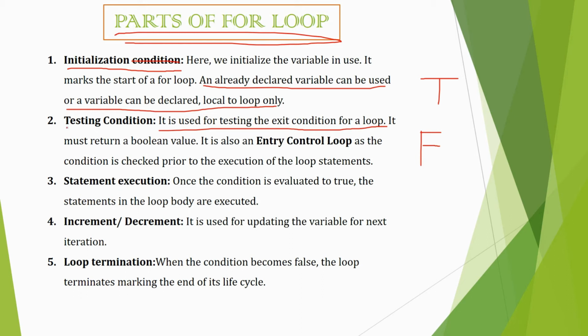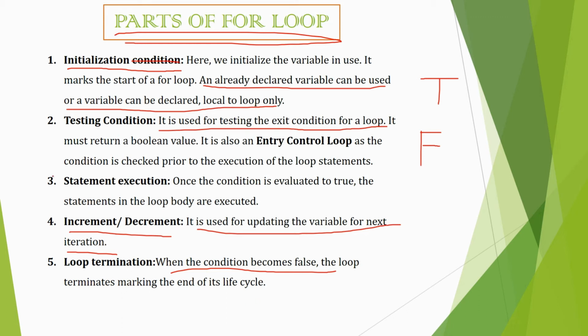Now, statement execution. This is very simple: if the test condition is true, the statements will be executed, and if the test condition is false, the loop will be terminated. Increment and decrement is used for updating the variable for the next iteration. Iteration means loop here. It updates the variable for the next processing of the loop. Now, loop termination. When the condition becomes false, the loop terminates, marking the end of the life cycle.